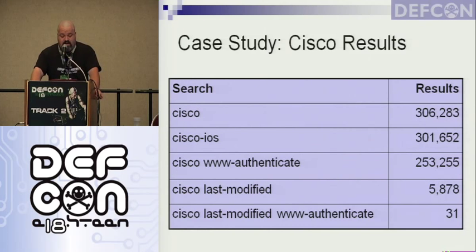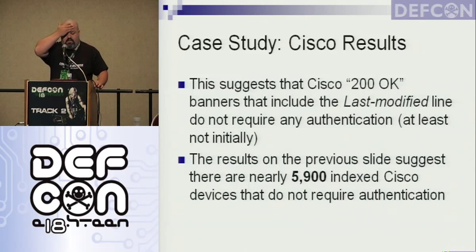So this is as of last night. If I search Shodan for Cisco, I get 306,000 some devices. The www authenticate, 253,000. Last modified, 5,800. And then only 31 that have both of those lines. So what that means is if we can get a 200 OK with a Cisco, chances are that device is not going to require any authentication at all.